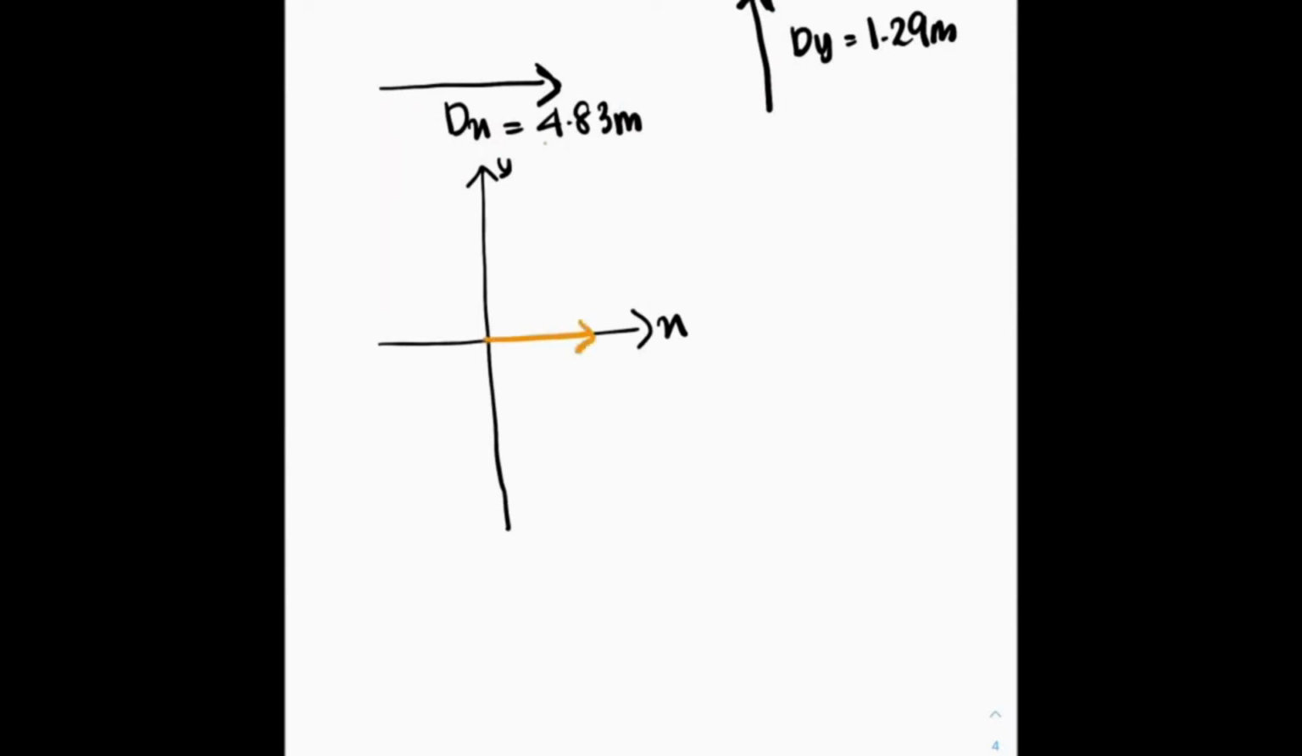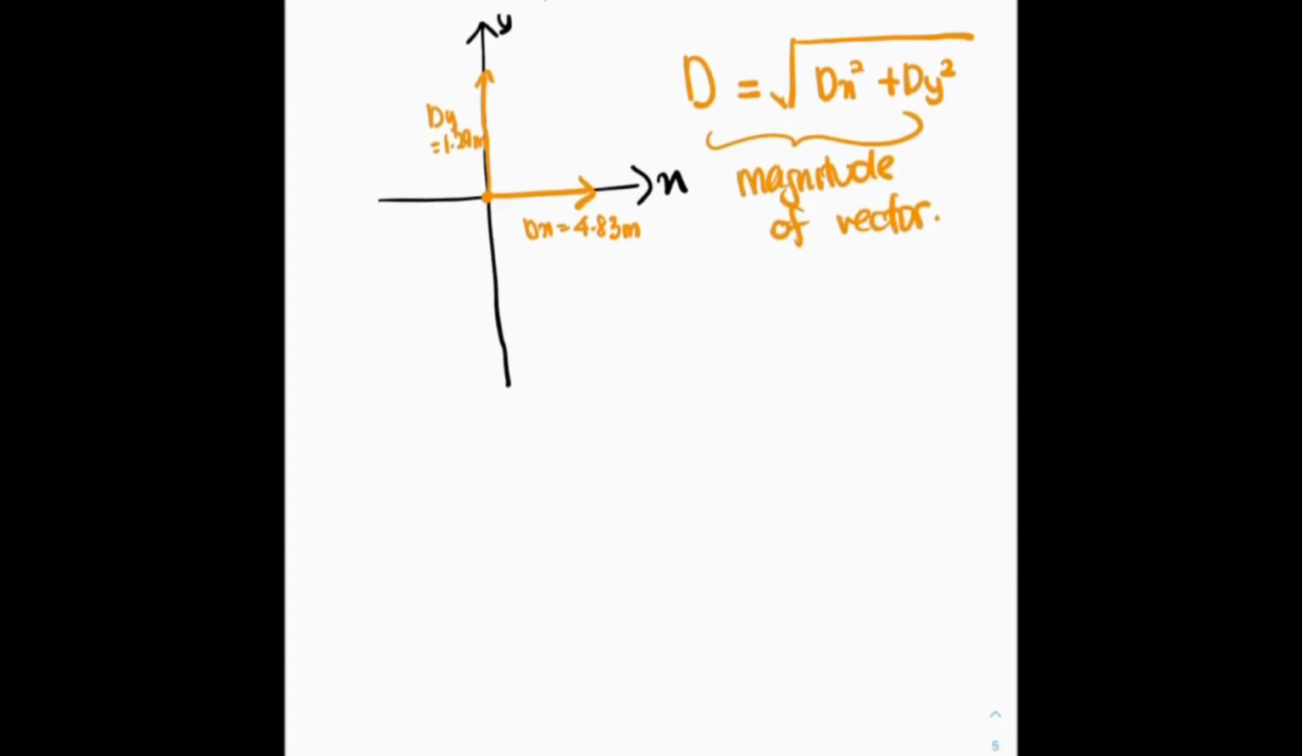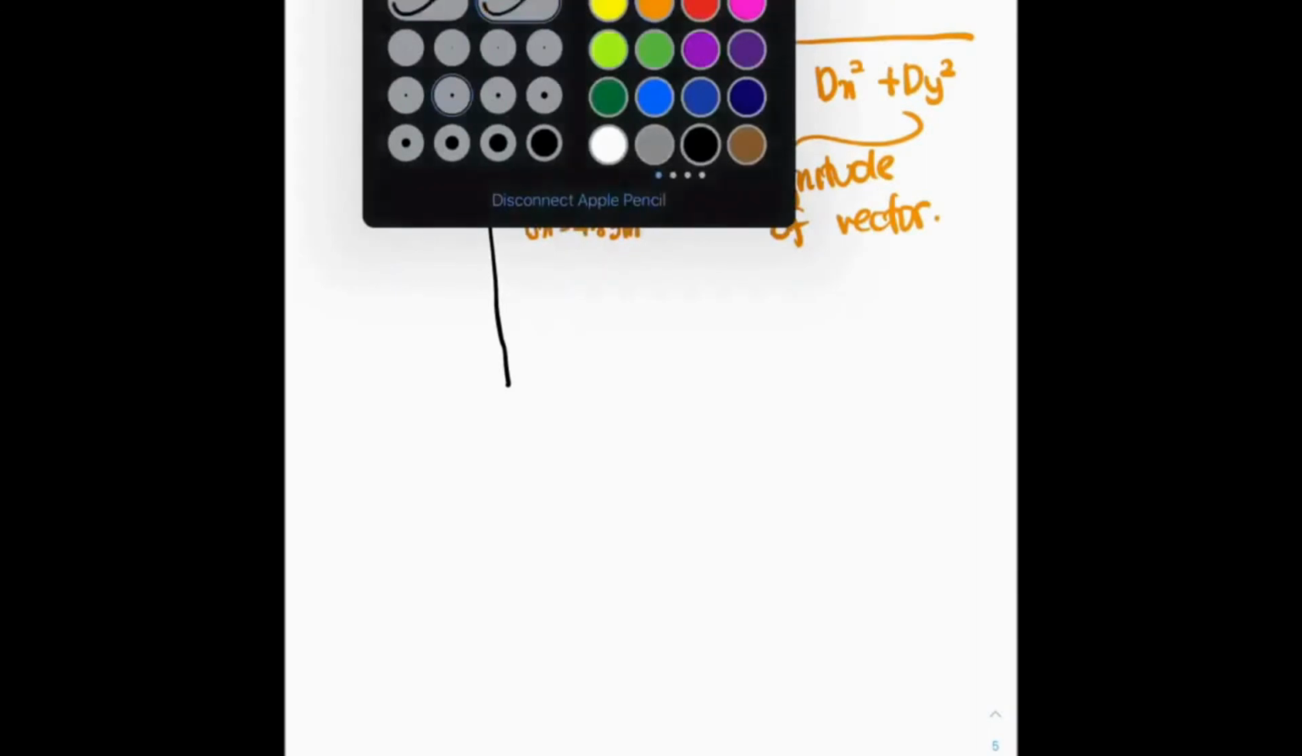So I'm going to transfer the vector here. The origin is where the tail of the vector should be. And this is my dx with a value of 4.83 meter. And then this is my dy with a value of 1.29 meter. Okay, so when I have a vector along x and along y, I can find the resultant vector. The resultant vector, which is d, equals the square root of dx square plus dy square. This is what we call the magnitude of the vector. So to find the resultant of dx and dy, we have to find the magnitude of the vector.